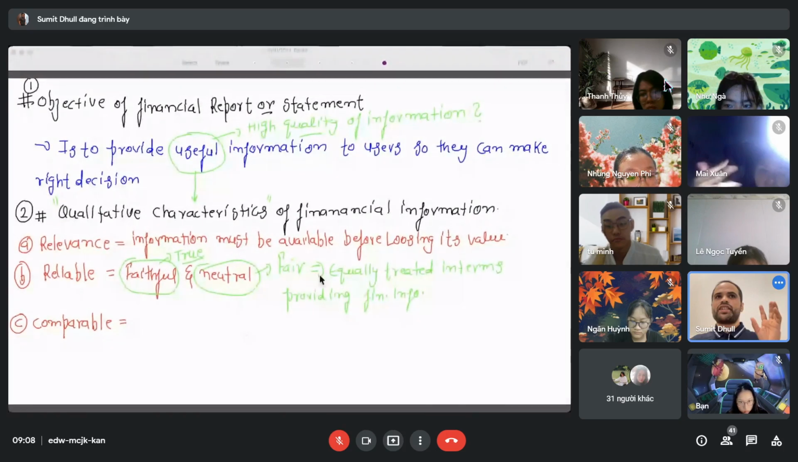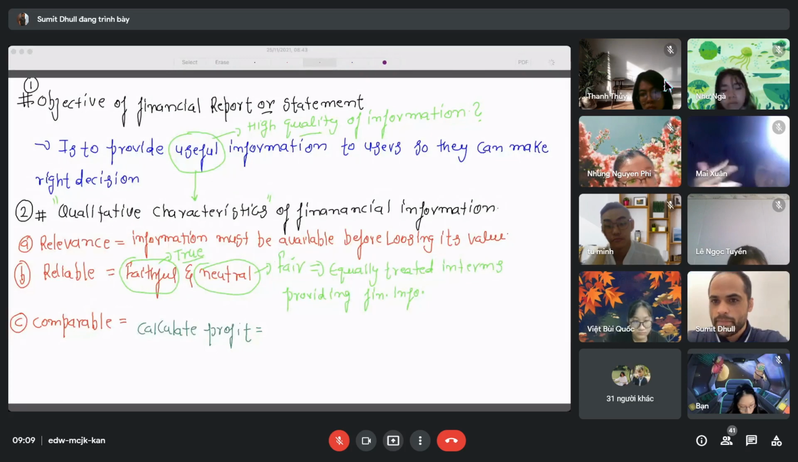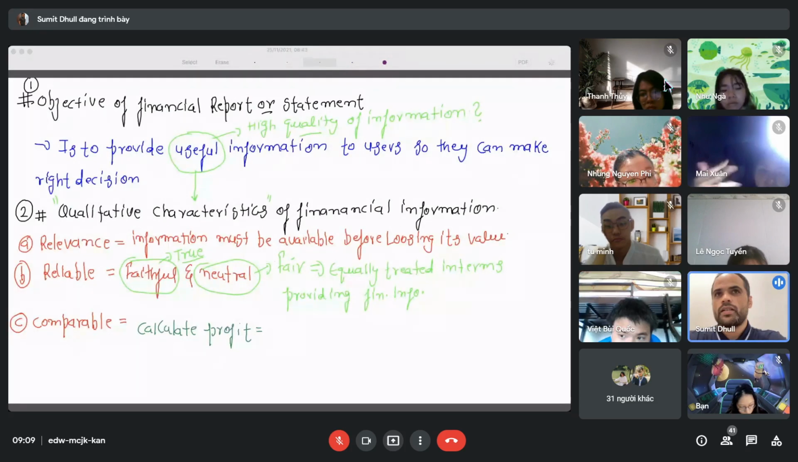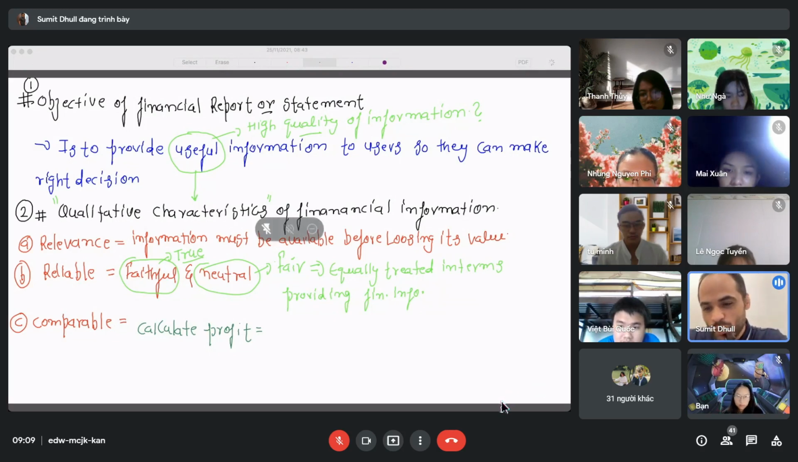Let's say when we calculate profit. Do you know how to calculate profit? Does anybody have any idea what the formula or way to calculate profit is? Anybody knows? Income minus outcome. Yes, that sounds okay. But what do you mean by outcome and what do you mean by income?